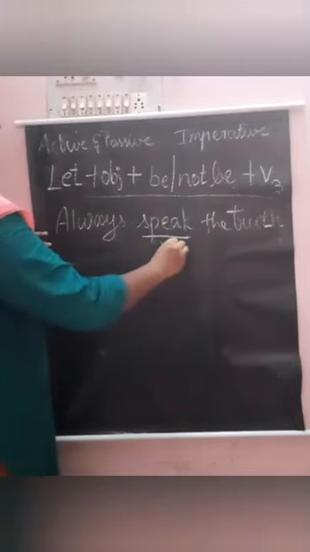Next example, always speak the truth. Do you find any subject? Is always a subject? No. Only a doer of an action will be the subject. Here, always is a time indication. It is an adverb. Speak is the verb. We have to find verb and object. Object is here the truth.